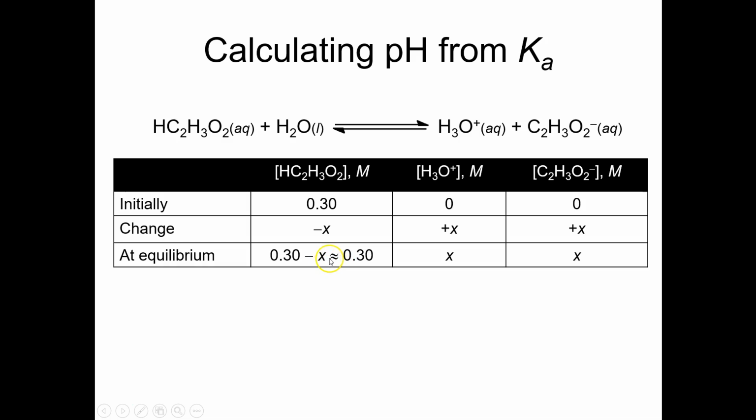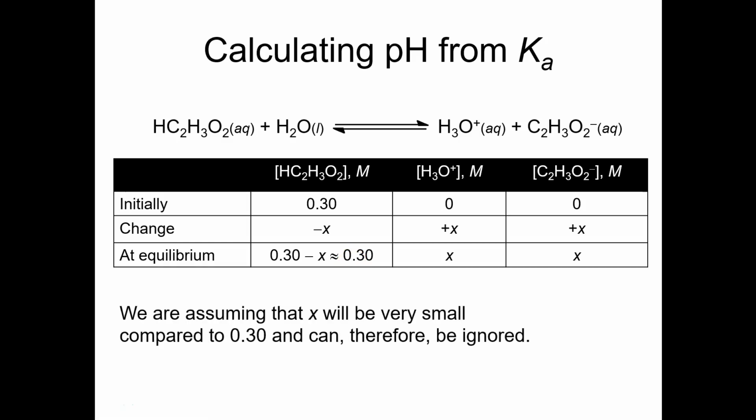I'm going to make a very important approximation here, which will help us avoid a quadratic equation. We're expecting X to be a small number because K is a small number. Therefore, we can make the assumption that 0.3 minus X is essentially going to be equal to 0.3. And that lets us avoid a quadratic equation and therefore having to apply the quadratic formula.